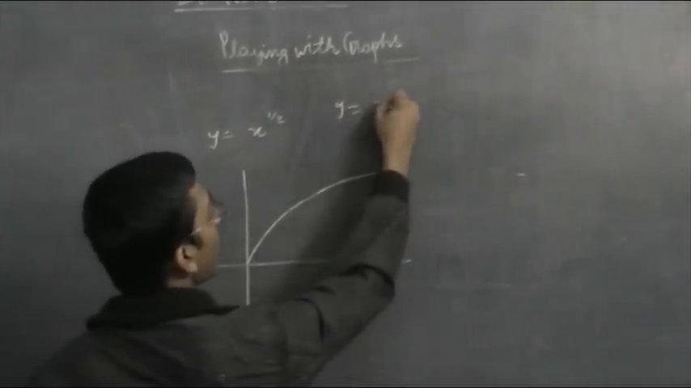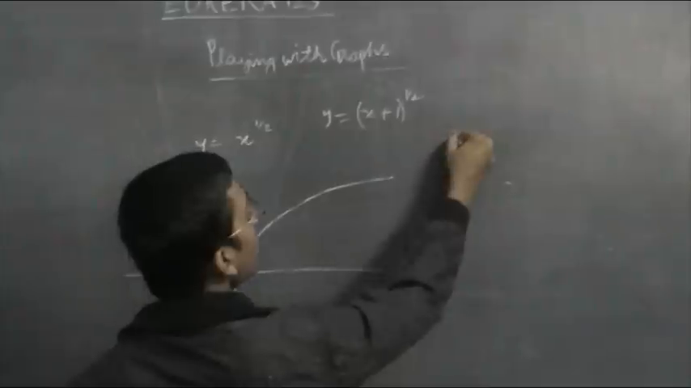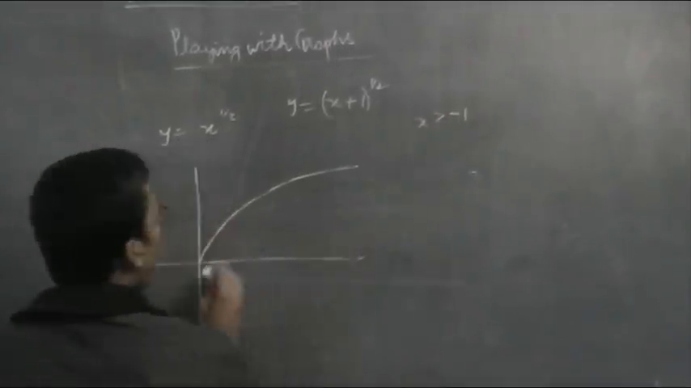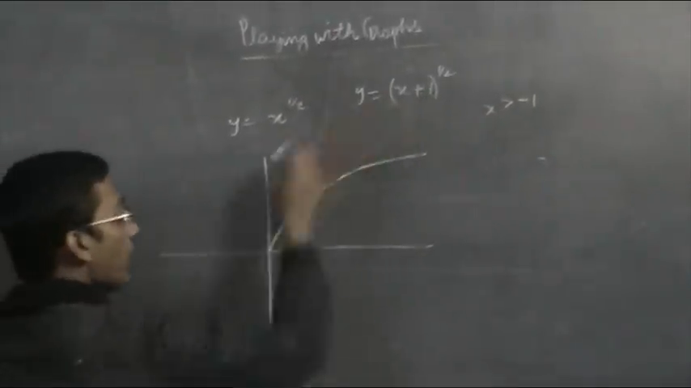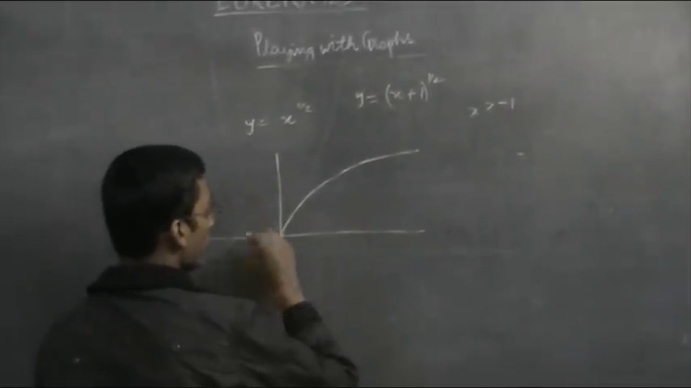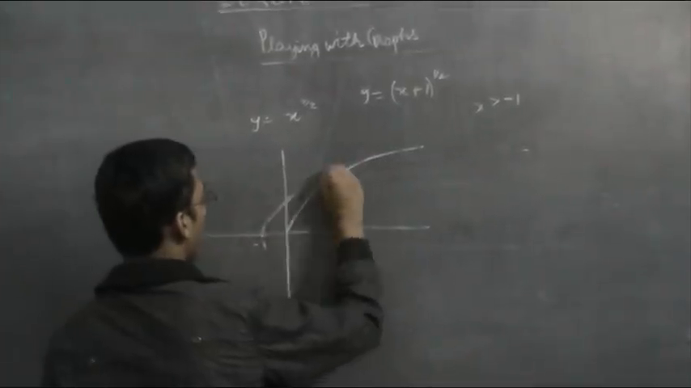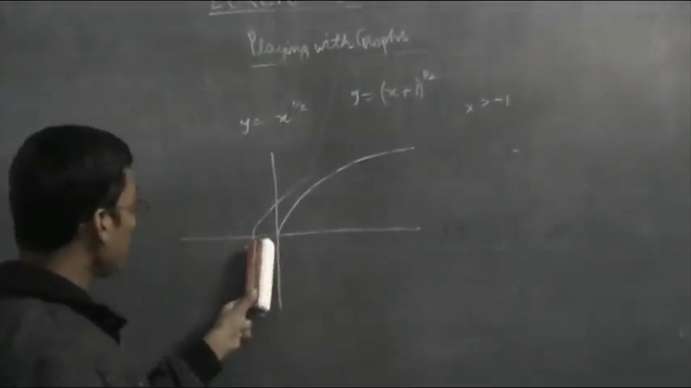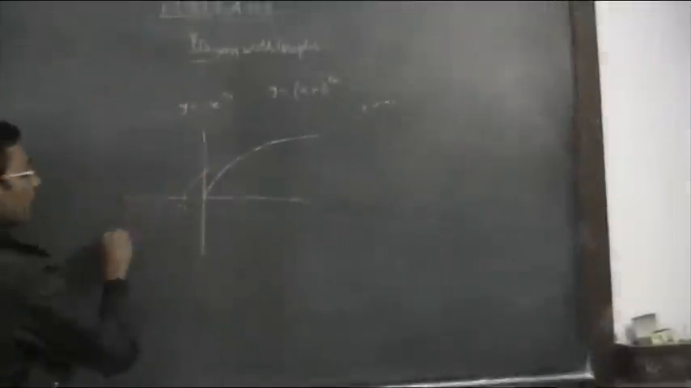If we have y equals (x plus 1) to the power half, then what is the domain? Domain is x greater than minus 1. Since we have done plus c, it will shift towards the left by 1 unit, so minus 1, and the graph will go like this. The thing is, x is greater than minus 1, so we won't have any portion of the graph in this region.